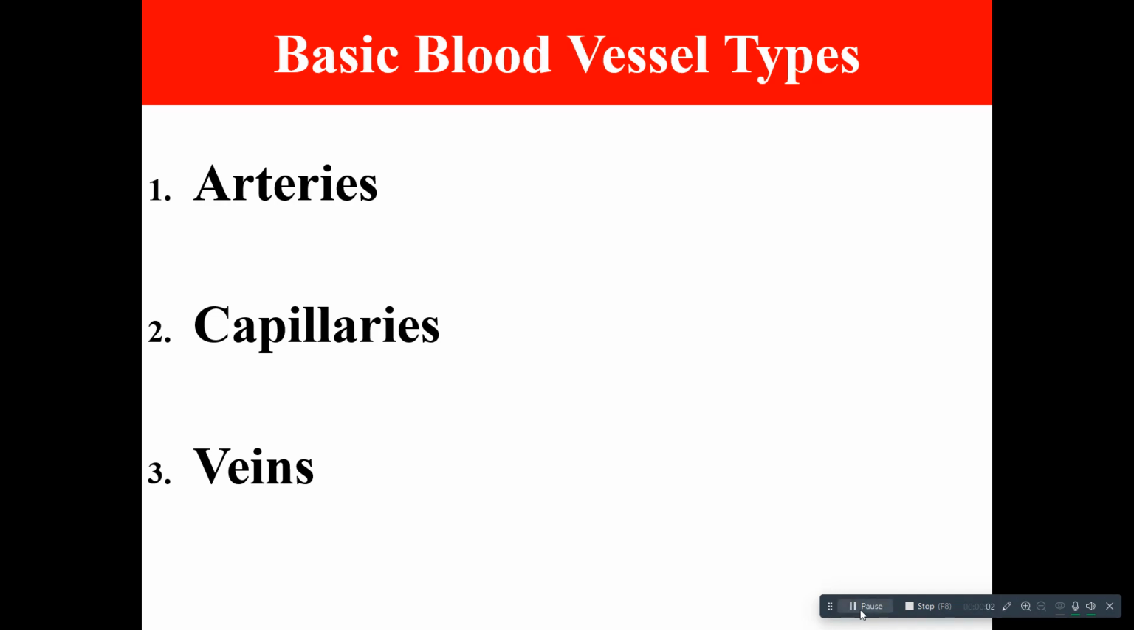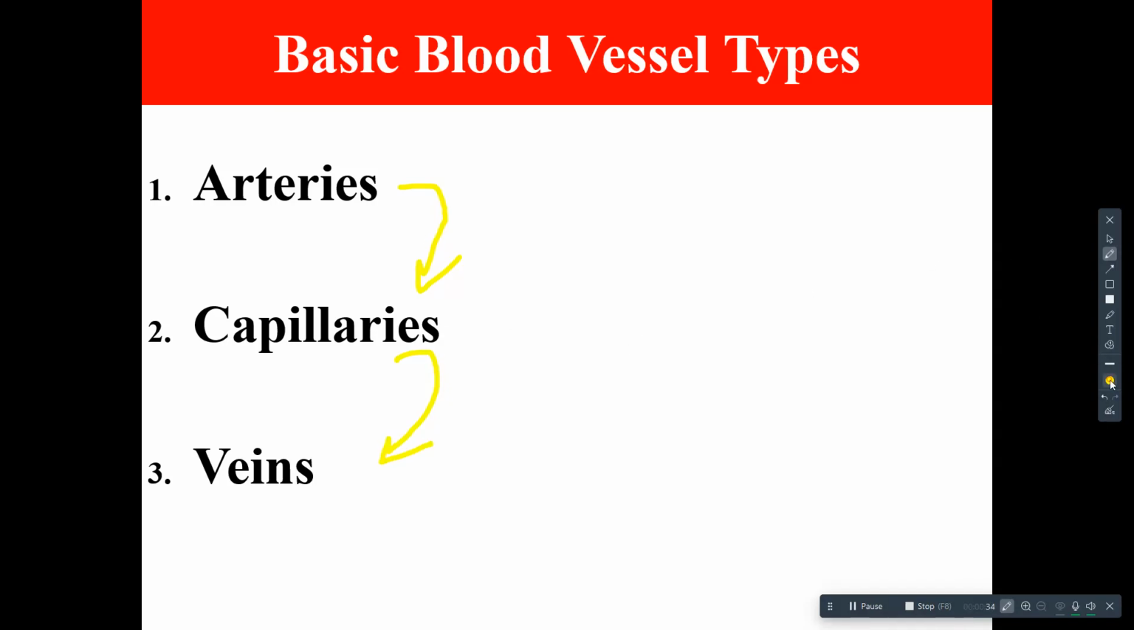Hey everybody, we are here for our first video on blood vessels and the vascular system. So of course, there are three basic blood vessel types. In alphabetical order here: arteries, capillaries, and veins. This is also our order of blood flow. We flow from arteries to capillaries to veins.